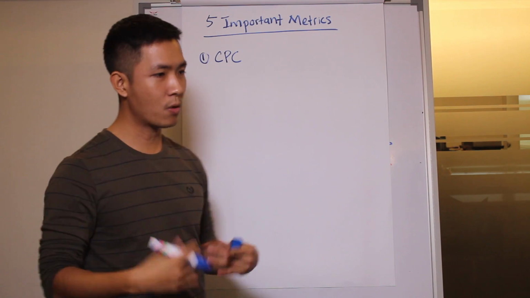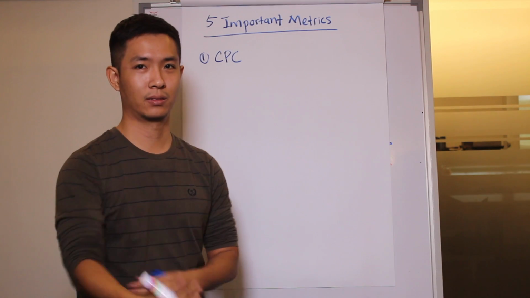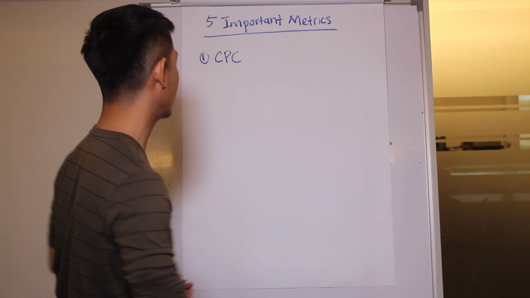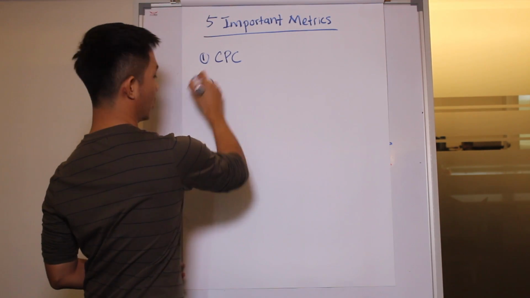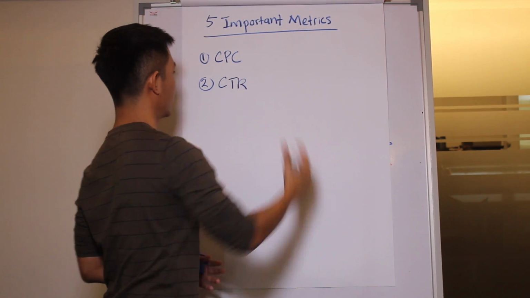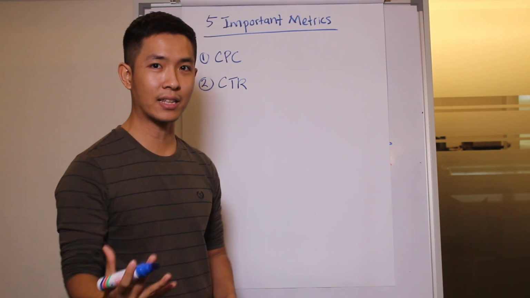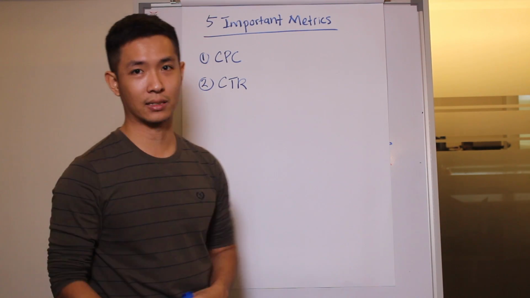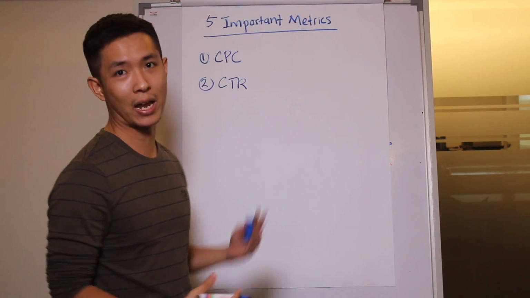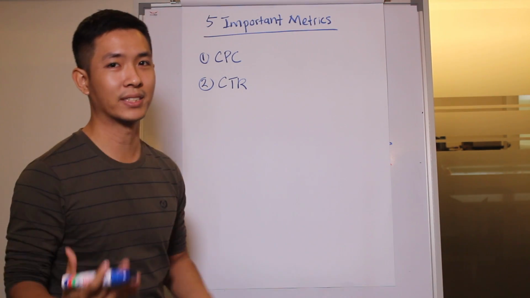So it means how much does it cost you for someone to click on your ads. That means they saw your ads and then they clicked on it. How much does it cost you, right? Number 2 is CTR. CTR means click-through rate. What is the percentage of people who click on your ads? When they saw your ads on their newsfeed or the mobile, how many percent of them click on your ads and then land on your sales page or landing page or your e-commerce site?